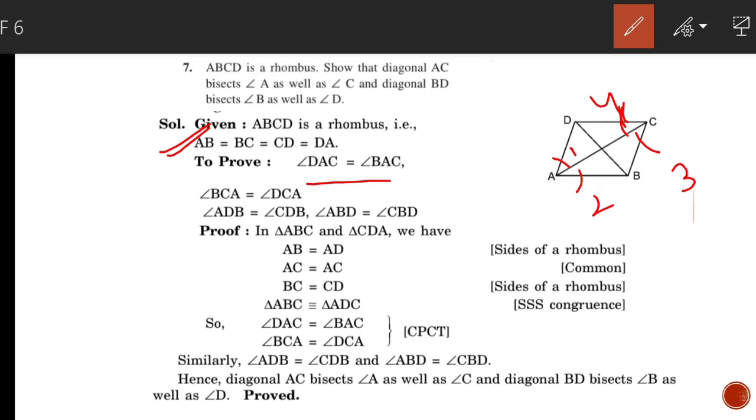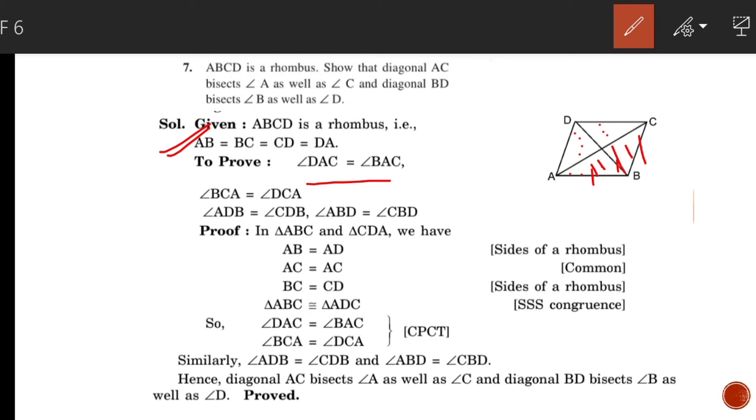This is when AC bisects angle A and C. When we consider BD, then the proof will change. So first we'll prove angle 1 and angle 2 are equal, and then angle 3 and angle 4 are equal. So for it we will consider two triangles, triangle ABC and triangle CDA. So the bottom triangle and the dotted triangle above.